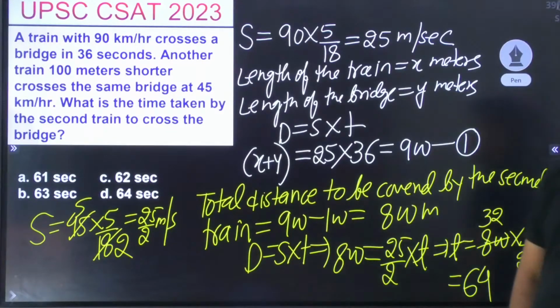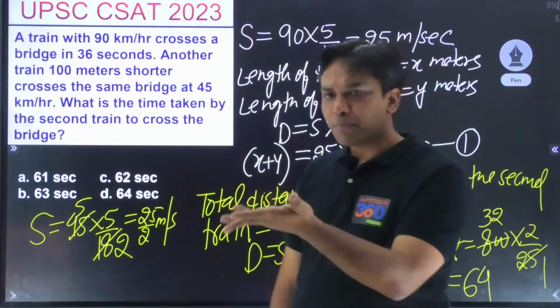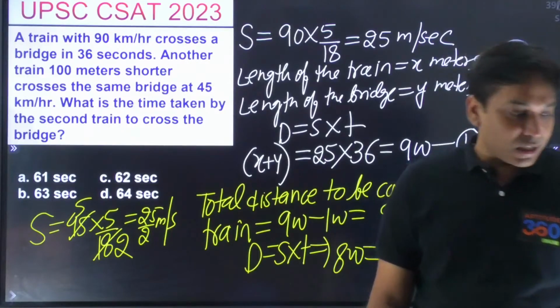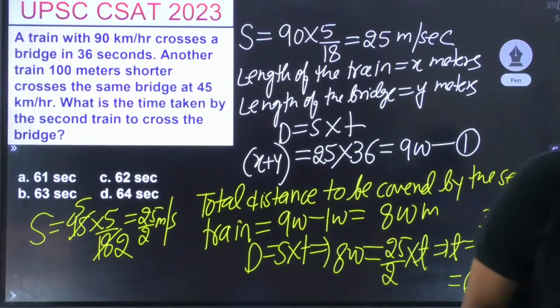Why this answer has to be 64? It's a pretty simple thing, right? Rohan is getting the answer. How about you? How about you, Aradhana? Are you getting this answer?